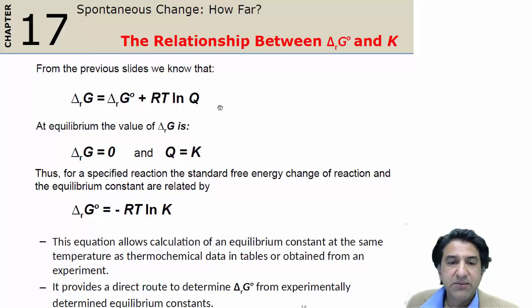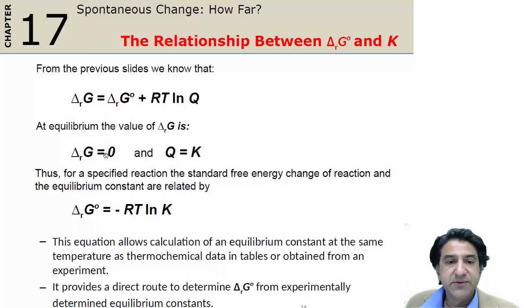Now, what happens if the reaction is at equilibrium? If the reaction is at equilibrium, delta G is zero. If delta G is less than zero, the forward reaction is spontaneous. If it's greater than zero, the forward reaction is not spontaneous. And if it's equal to zero, going backwards or forwards doesn't make any difference. So delta G equals zero is equilibrium, and that means that Q equals K.